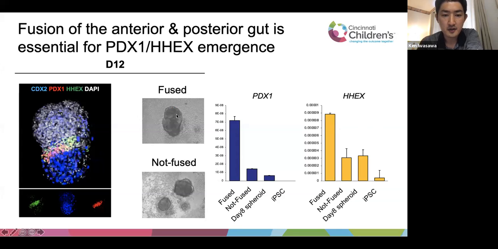And we also found that the fusion of the anterior and the posterior gut spheroids is essential for these gene expressions to arise. So when the two spheroids are not fused, the PDX1, the pancreatic progenitor genes, and HEX are not expressed. They're almost the same level as the day 8 spheroids before fusing. But when it's fused, the PDX1 and the HEX expression is increased. As you can see on this staining here, in the boundary, you see the PDX1 and the HEX expression coming out.